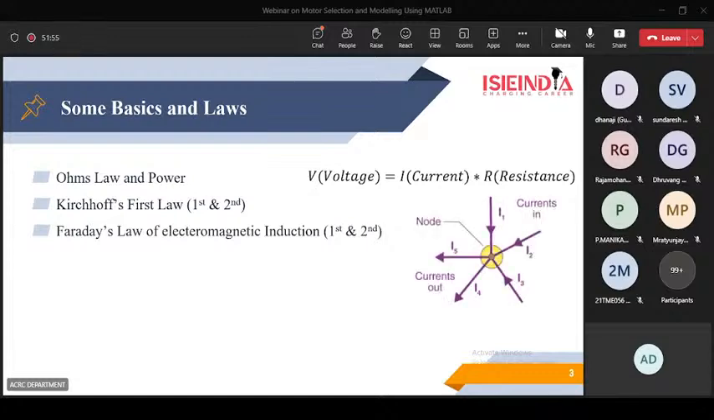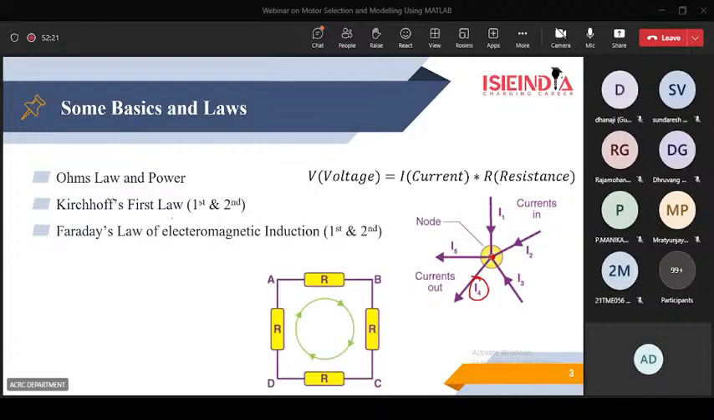Then Kirchhoff's first law, the KCL, Kirchhoff's current law, in which the summation of the incoming and outgoing currents at a particular node is 0. Then Kirchhoff's second law, the KVL, Kirchhoff's voltage law, in which the summation of voltage drops in a loop is always equal to 0.